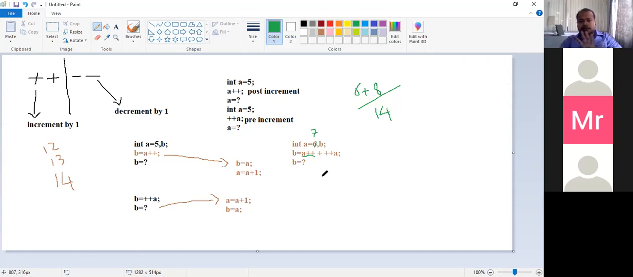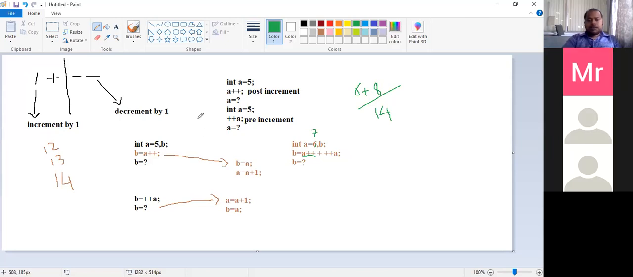Now this is the basic concept of the increment decrement operator. Is it clear how it will work? Yes sir. Okay. The next operator that we want to discuss is called the relational operator.